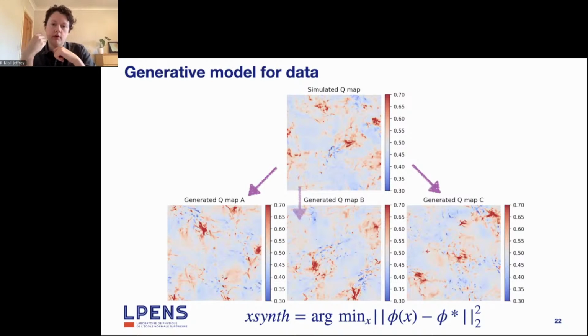And we do this by finding a new synthesized image that minimizes the difference between the measured phase harmonics of our new image and the phase harmonics of our target image. So using this process, we can synthesize lots of new images which have the same phase harmonics as our target image. And these new images are good synthesis of the original process. So we're able to generate new realizations of the foregrounds without running any more simulations.